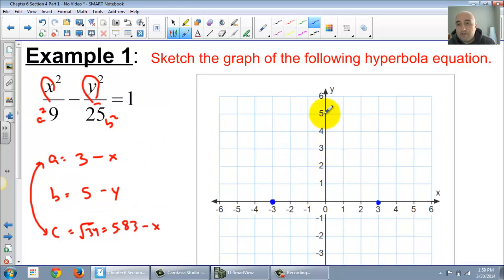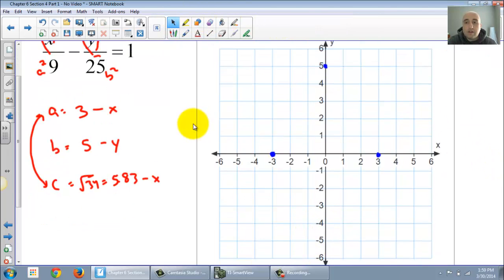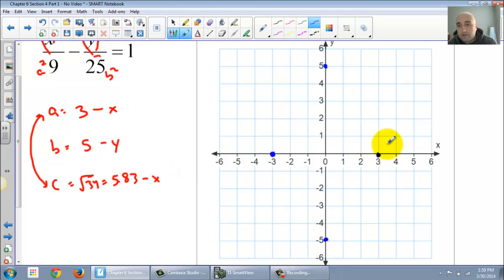Now b is 5, and our negative b is negative 5. I'm going to mark this a, negative a, positive b, negative b. Now remember, a doesn't always have to be the biggest anymore. We're going to save c for last.